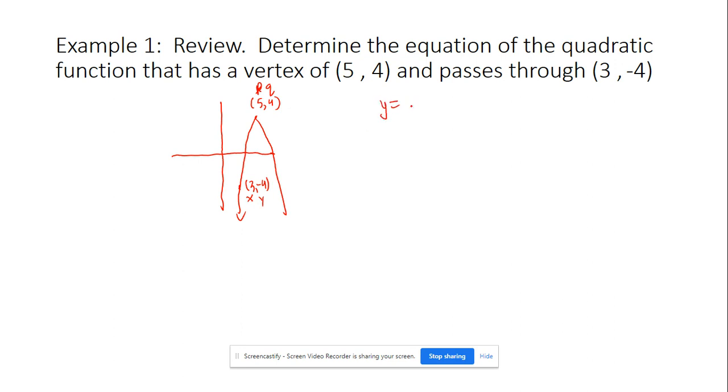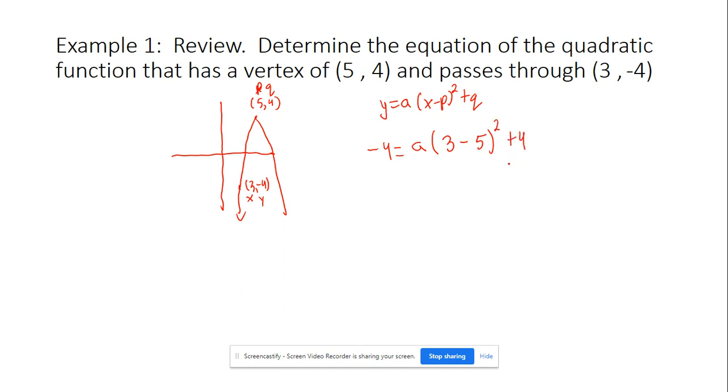The way we did this was, this was our p, q, and this was our x, y. The vertex form of a quadratic is y equals a(x minus p) squared plus q. This is on your formula sheet, guys. You do not need to have it memorized. You will, because you've been doing so many of these questions in this unit, but it's on your formula sheet. Now we're just going to start plugging in the values. Negative 4 is y. We do not know a, that's what we're looking for. x is 3. p is 5.